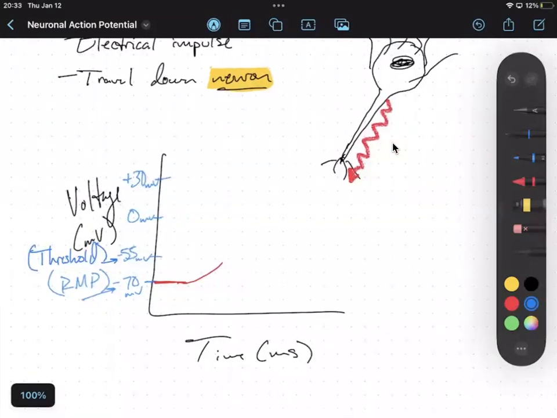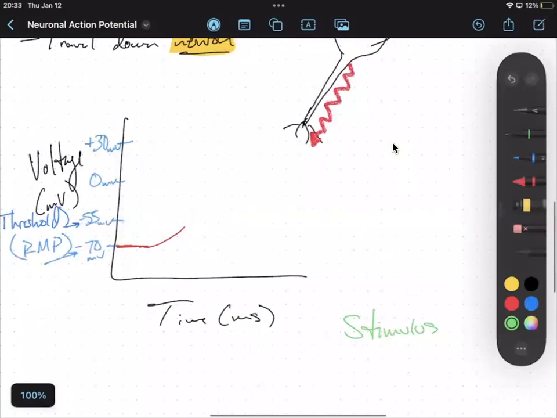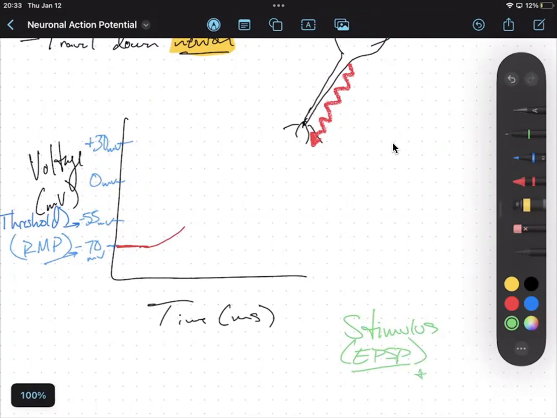We can also receive a stimulus. There can be some stimulus that arrives, right? So let's write this. We can have some type of stimulus arrive that can further depolarize our neuron. If you recall, depolarization is the membrane getting more positive, and really this stimulus would be an excitatory postsynaptic potential, which is positive, which is making us move closer to threshold.